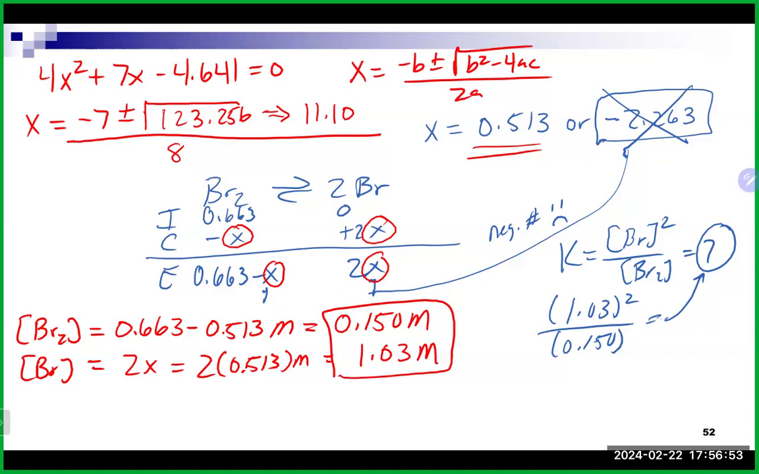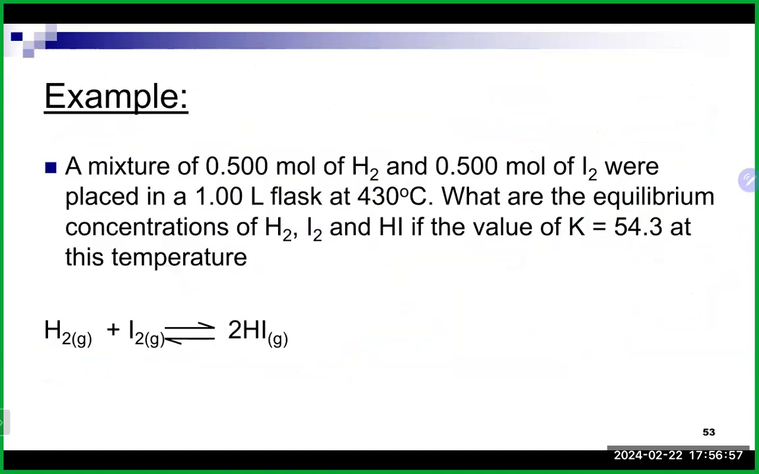All right, this is the calculation of the session here. So I did one. I think you should do one. So why don't you do this one? We take a mixture of 0.5 moles of H2 and we react it with 0.5 moles of I2. We pop it in a 1-liter flask. What are the equilibrium concentrations of everybody? If the K value is 54.3, set that ICE table up, see what you come up with.